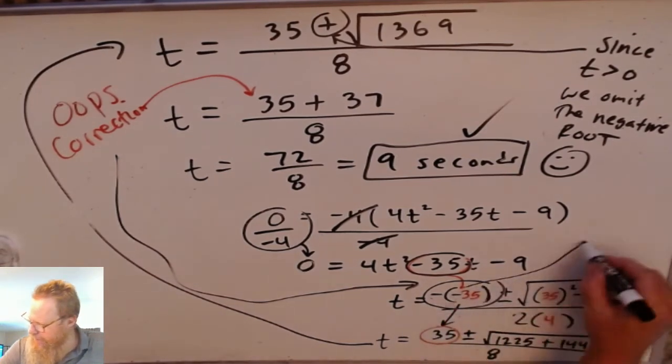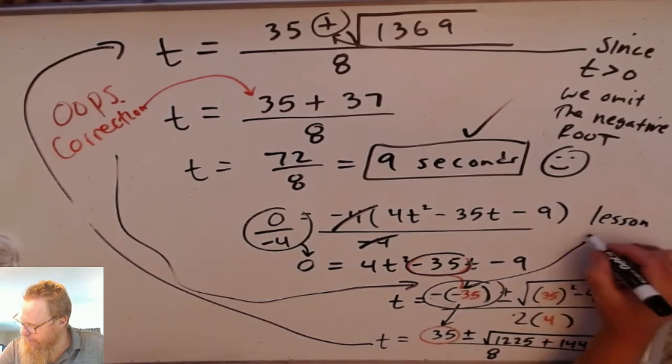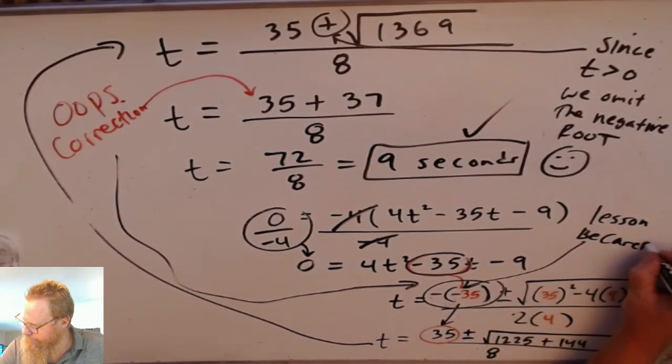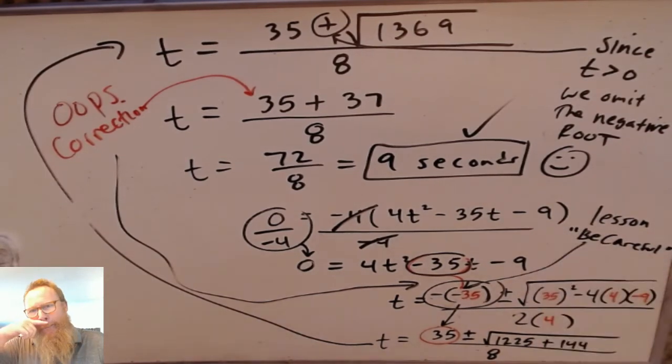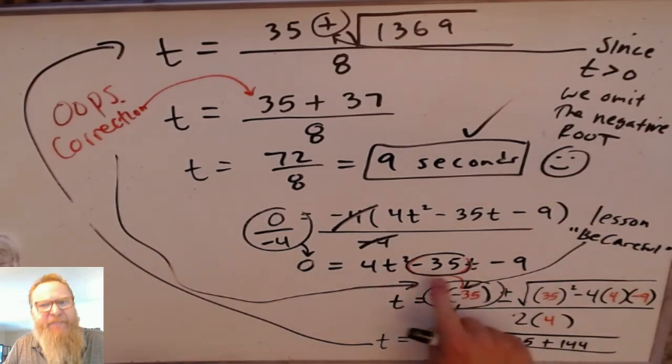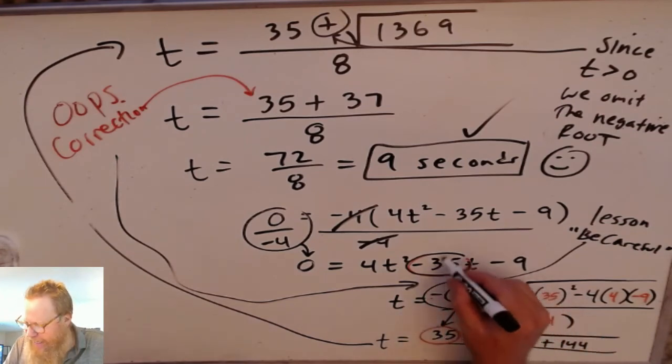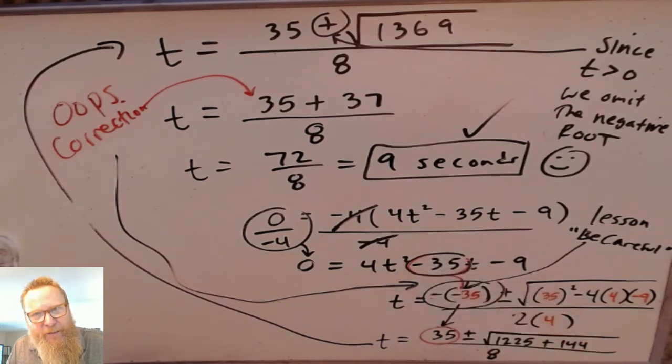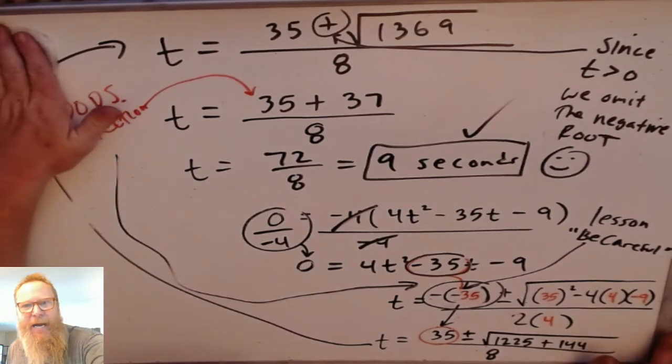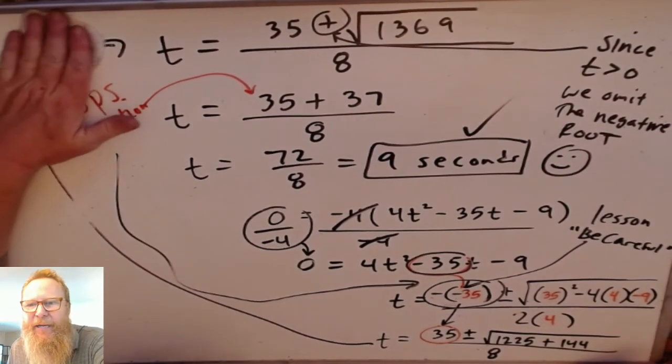All right, so lesson learned. Be careful. When you use the quadratic formula and you do negative b, well, negative b is the negative of the middle term, and so that's now positive. Okay, I'm going to try the last example, hopefully without making any mistakes.